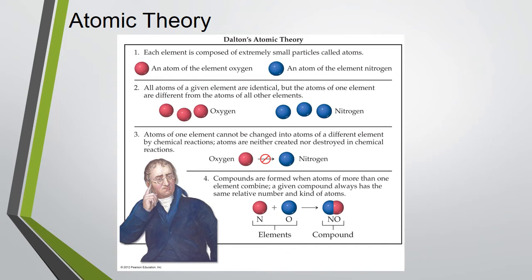And number 4 in his atomic theory is that compounds are formed when atoms of more than one element combine. A given compound always has the same relative number and kinds of atoms. So if you take nitrogen and oxygen and make nitrogen monoxide, we form a compound, they're bonded together, and it's always one nitrogen and one oxygen to form that particular compound. And this, again, still holds true.